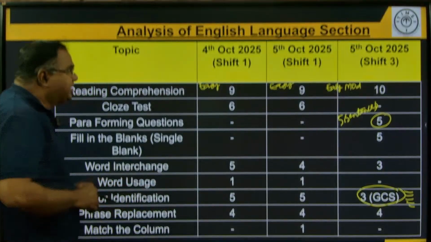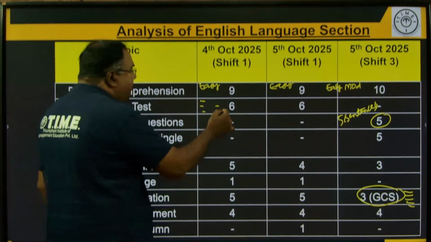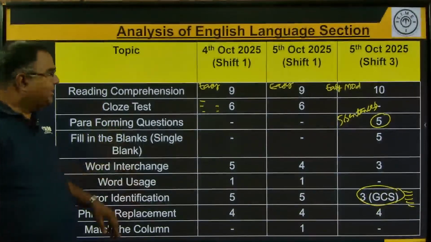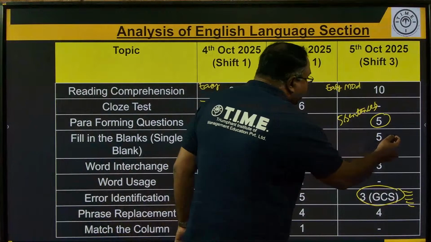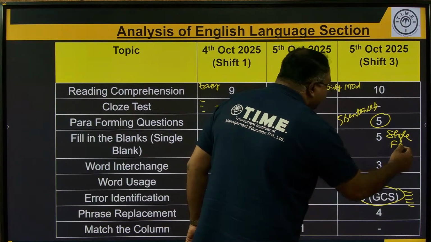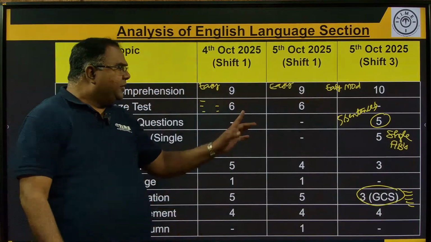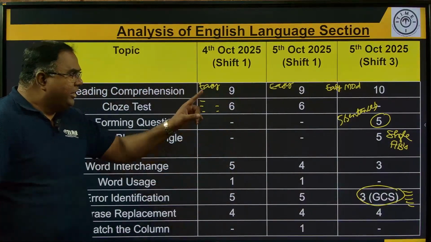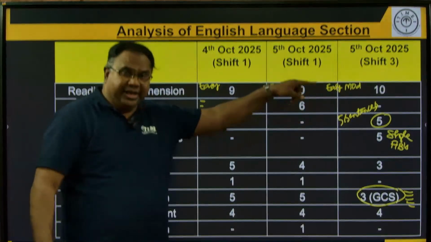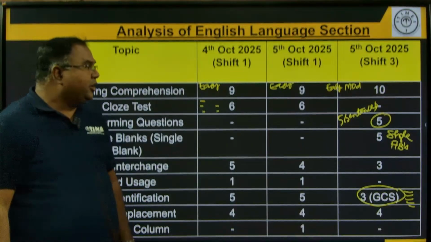Then your cloze test, this is a traditional model. He has given you 6 blanks. You need to fill those blanks with the given words. Then, as already told, fill in the blanks. Again, 5 questions here. These are single fill in the blanks, single FIBs, single fillers. These were easy to solve. Para forming and single fillers appeared only in this 5th October shift 3 out of these 3 slots. And GCS also appeared in 5th October shift 3.